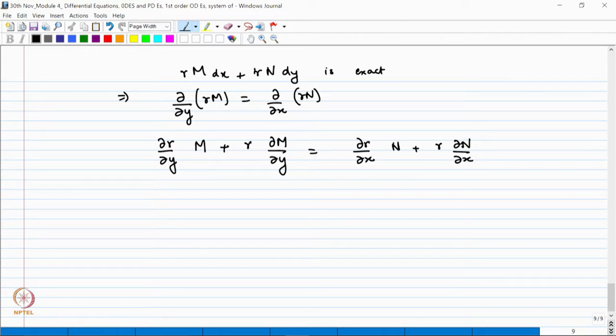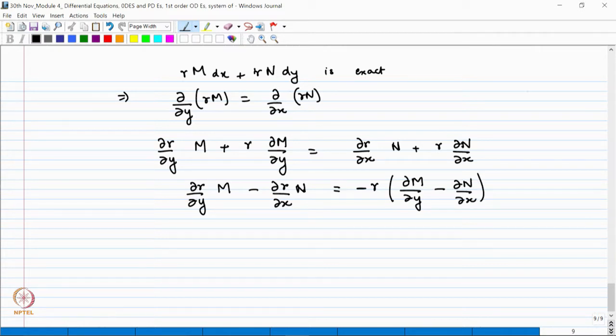Let me take terms with derivatives of r to the left. So if I write dou r by dou y into m minus dou r by dou x into n is equal to minus r times, dou m by dou y minus dou n by dou x. So I have written it in this form, and this is the way to look for this integrating factor r.